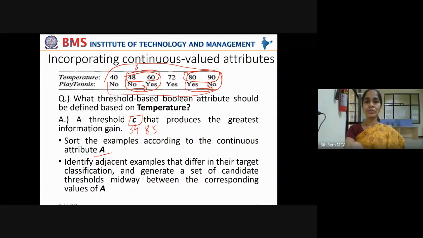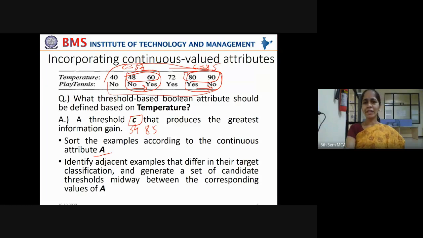So you'll get a threshold C equal to 54 here and a threshold C equal to 85 here. That is nothing but the average of 48 and 60, which is 54, and 80 and 90, which is 85. So you have taken the thresholds. Now make the classification with respect to temperature less than 54, greater than 54, and with respect to temperature less than 85, greater than 85. Where is the classification best? Where is the information gain more? That is your selection of the threshold.